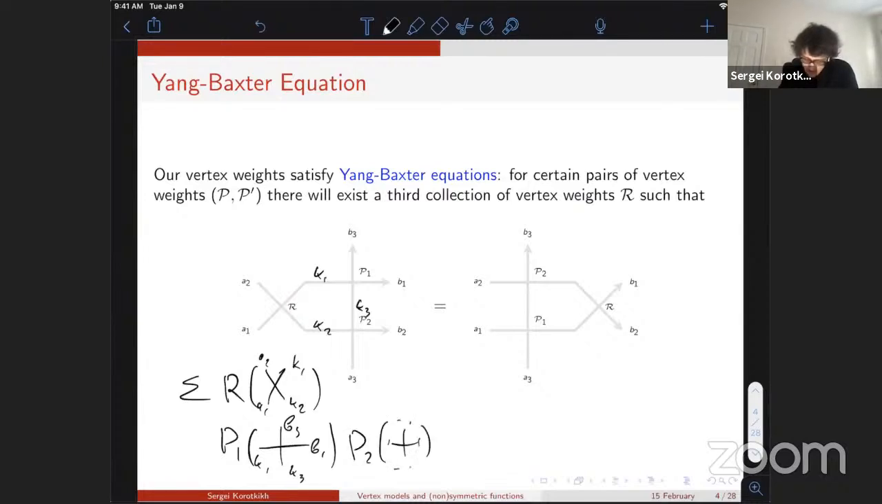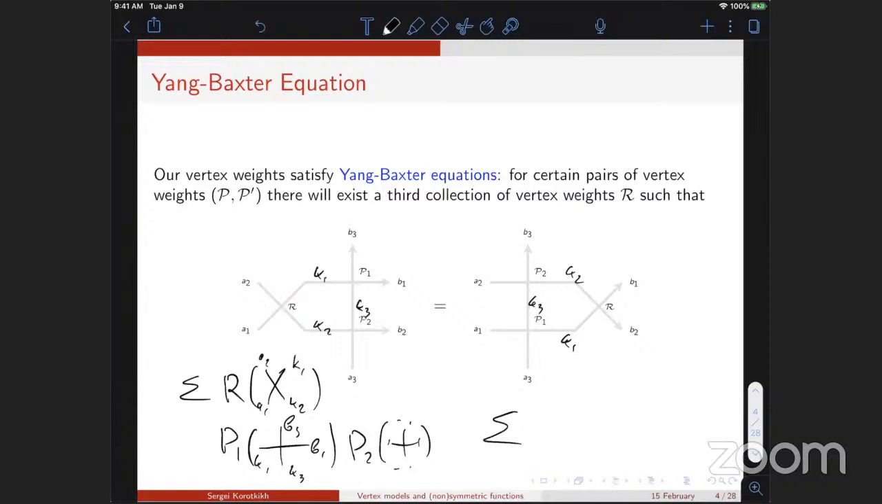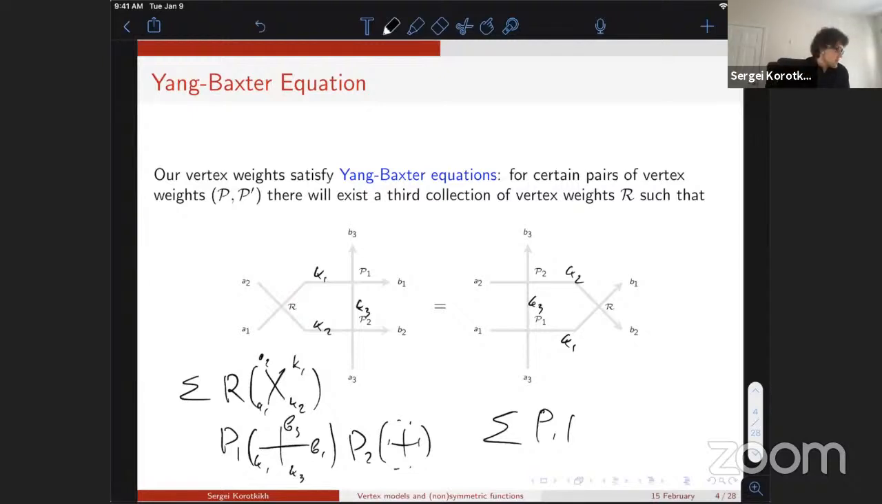There will be some labels. And on the other side, I have a very similar sum over internal edges here, but the vertices will be connected differently. And this sum can in principle be infinite. Is that correct? Well, in all the cases I will be using it, it will be finite.